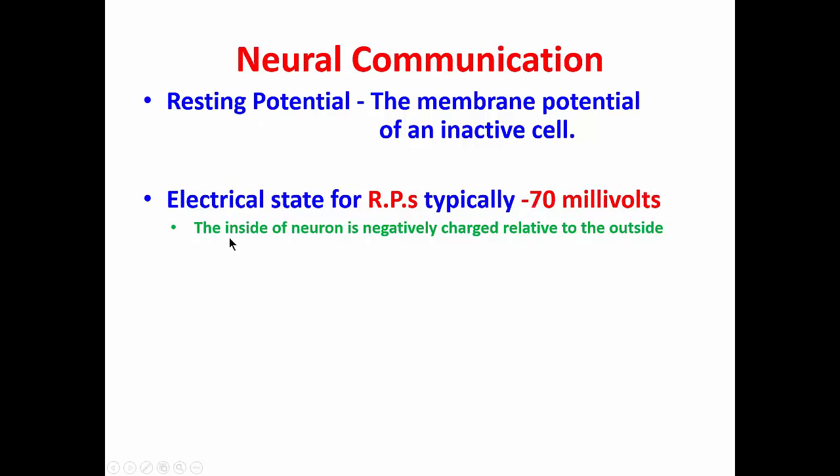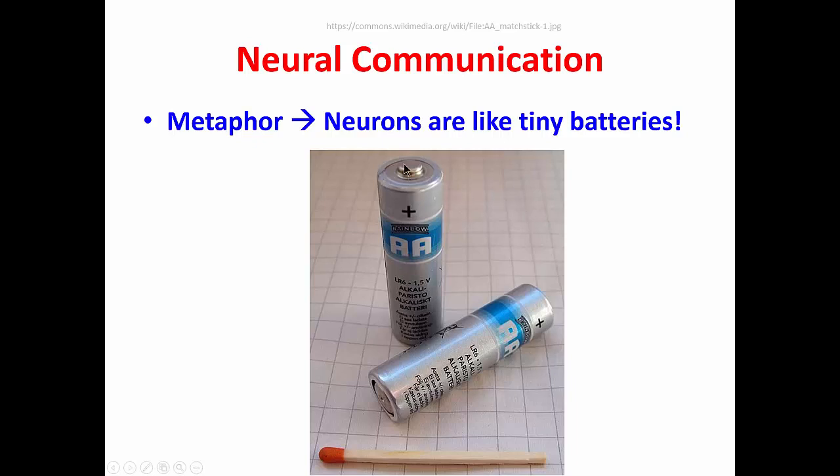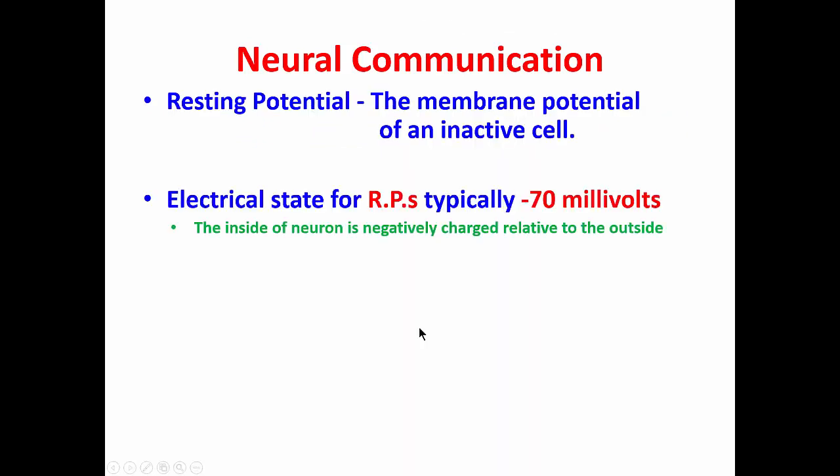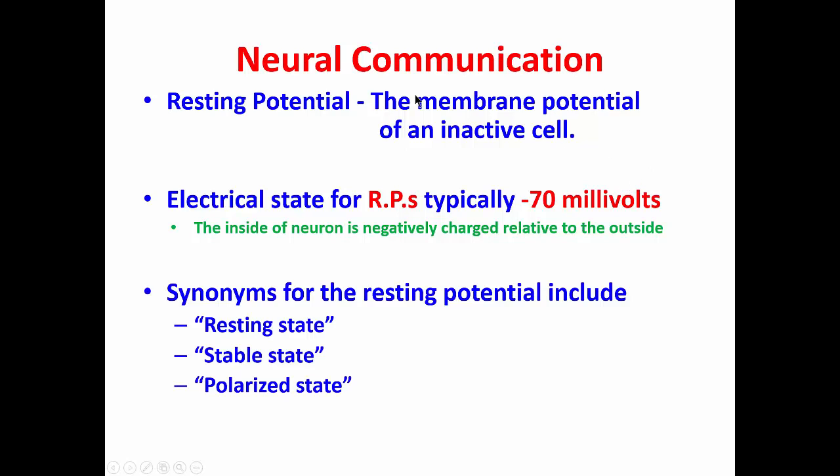And specifically, the inside of the neuron is negatively charged relative to the outside. Just as we saw back here, we might typically have a positive charge up here and a negative charge here. For the neuron, we have a difference between the inside and the outside, and that difference is approximately 70 millivolts. We have some synonyms when we're talking about resting potentials, and these include such phrases as the resting state, or the stable state, or the polarized state. You might hear neuroscientists and psychologists talk about these 3 terms interchangeably, always being used synonymously with resting potential.